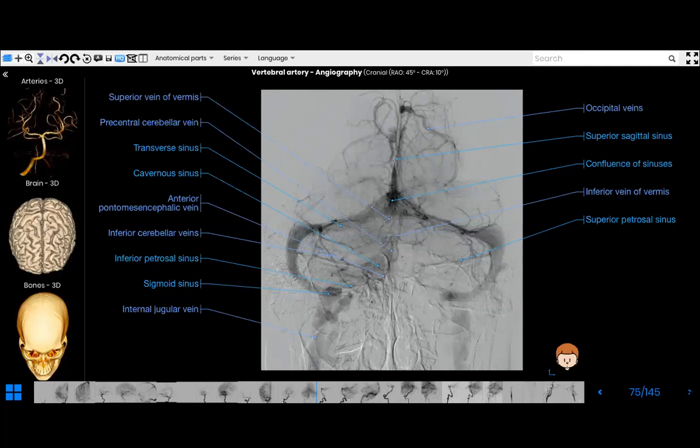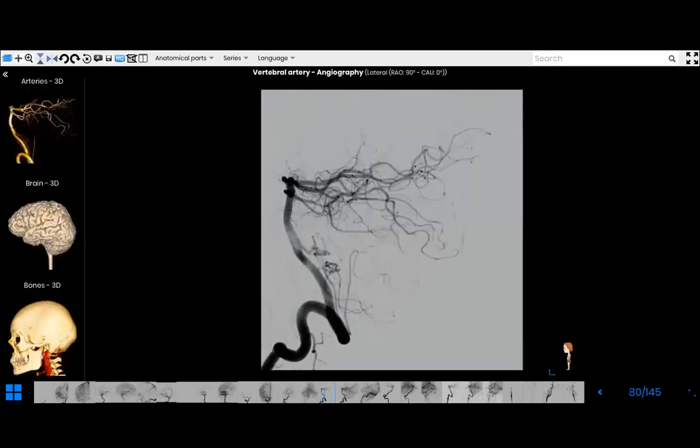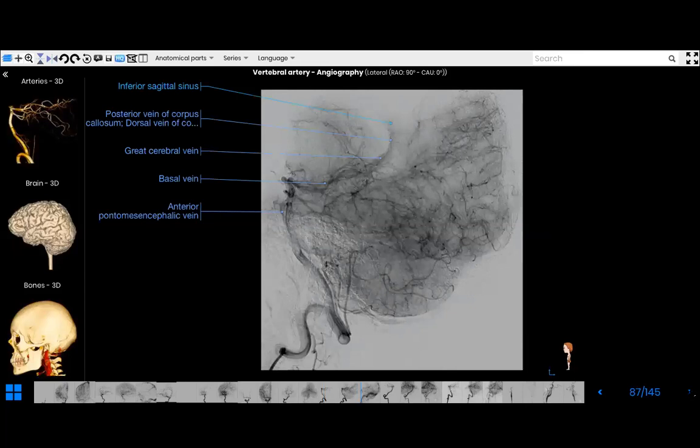It's almost the same picture over here. Here we are seeing the precentral vein clearly and nicely depicted. This is the precentral cerebellar vein and this is the inferior vein of the vermis. Again the cavernous sinus, inferior petrosal sinuses. Going to the lateral view. Here we are seeing the inferior sagittal sinus. Then there will be the confluence of sinuses. This is the great vein of Galen, the basal vein, the posterior mesencephalic vein.